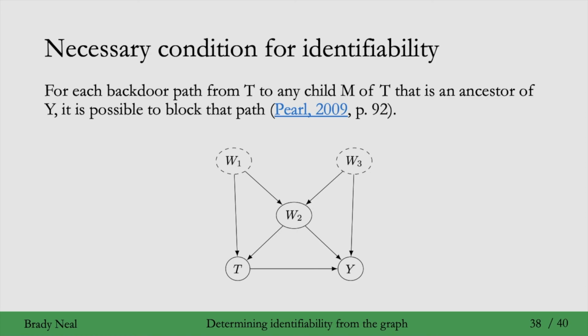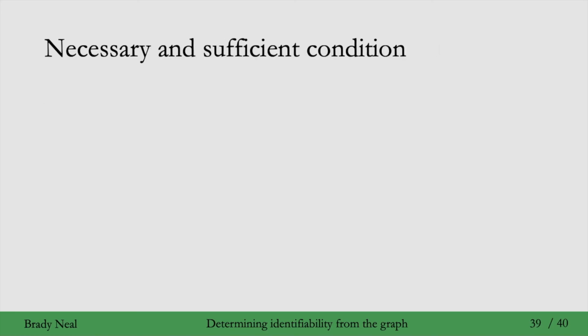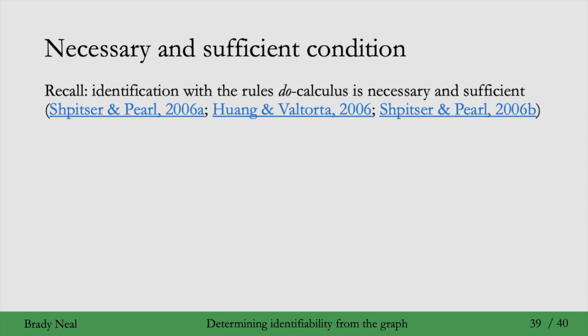Okay, so we've seen a condition that is sufficient but not necessary on the previous slide, and now on this slide we saw a condition that is necessary but not sufficient. What about a graphical condition that is necessary and sufficient? So recall that we already saw that being able to take some causal estimand and turn it into a statistical estimand using the rules of do-calculus is a necessary and sufficient condition for identifiability. But this isn't graphical, so it's not as appealing.